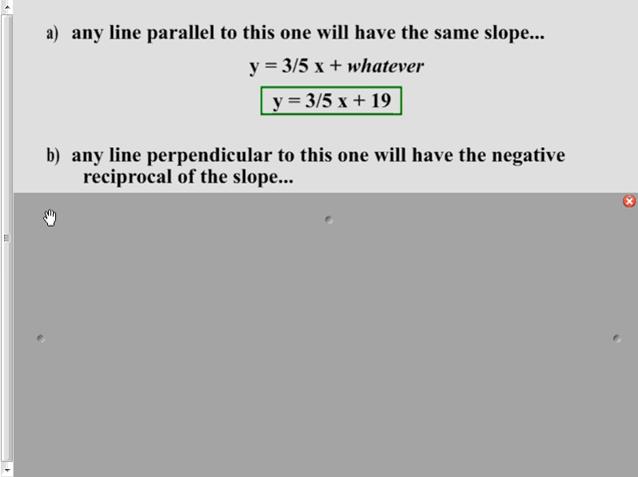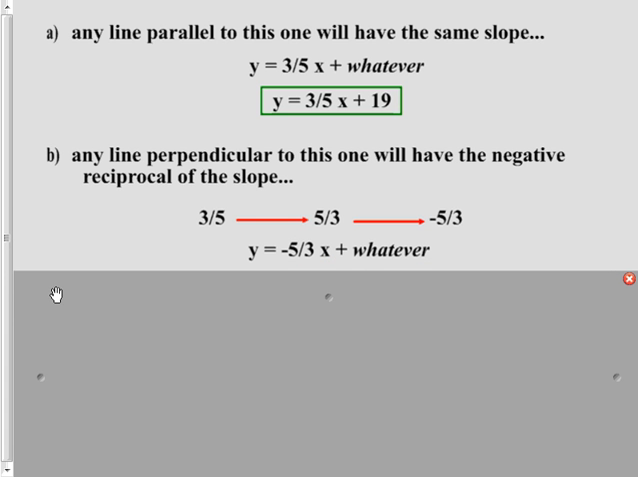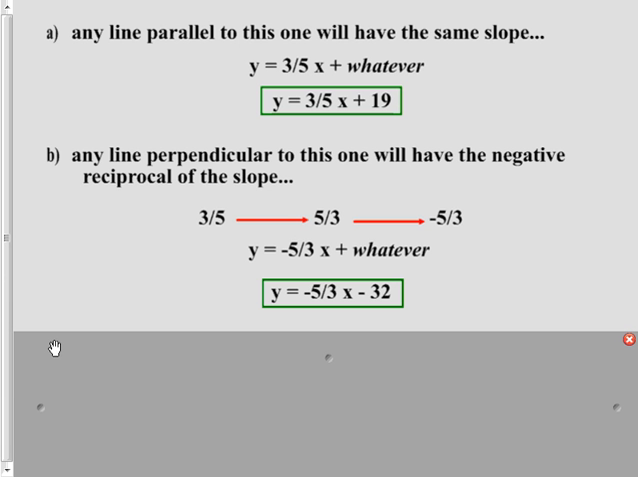Second half of that question, what is the equation of any line perpendicular to this one? Now it's got to have a negative reciprocal slope, so 3 over 5 will become negative 5 over 3. So our equation of a line perpendicular to this one would be y equals negative 5/3 x plus whatever. It does not matter where it crosses the y-axis. What matters is they intersect to form a right angle, and that happens because of the negative reciprocal slope. So we can put any value in for our y-intercept. I just picked any number, negative 32 this time for no particular reason, and there's an equation.